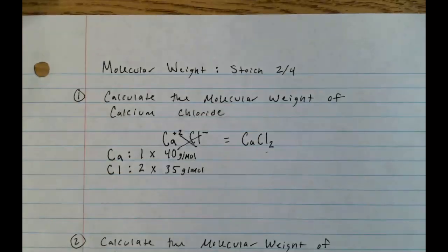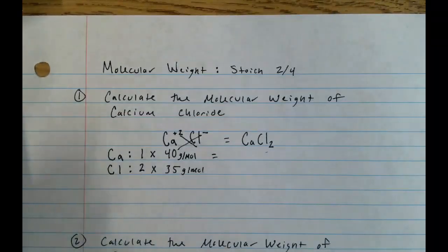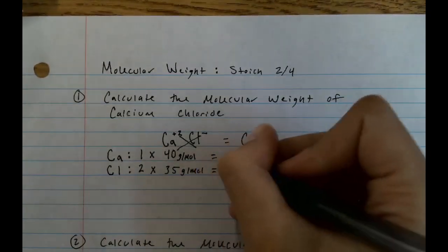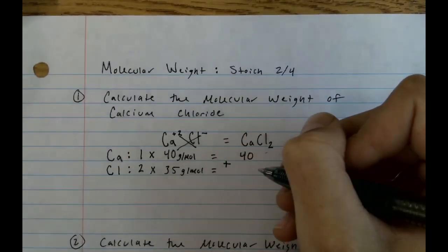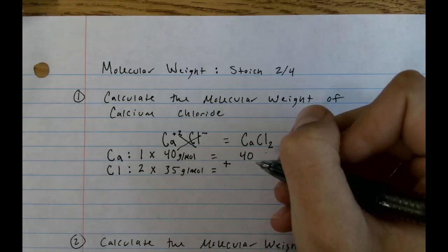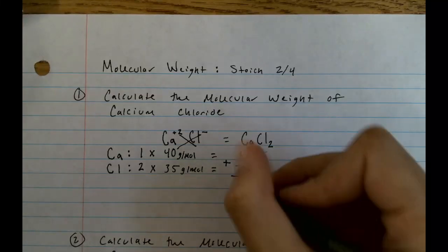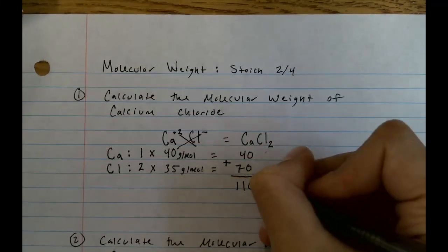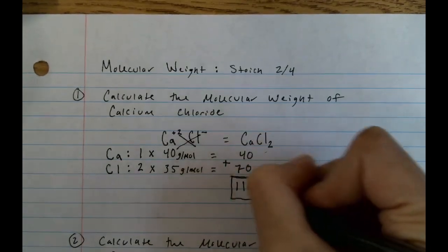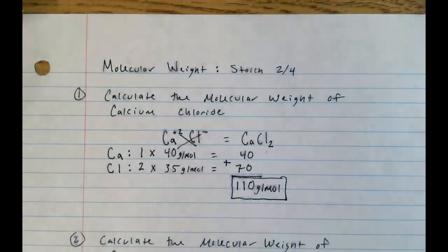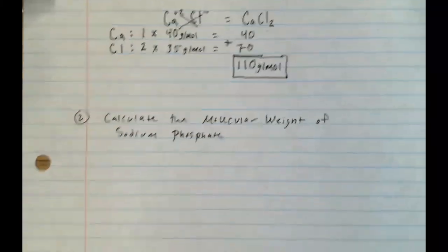And so what you're going to do is you're going to multiply out these numbers, and then once you multiply out these numbers, you're going to just add them together. So I'm going to get 40 plus 35 times 2, which is 70. When you add that together, you get 110 grams per mole. And so this is going to represent that relationship between grams and mole. So it's a very important number. So we'll practice one that's a little bit harder.